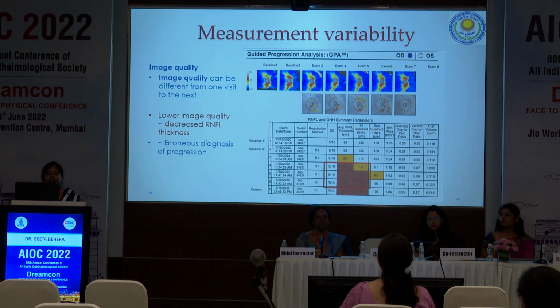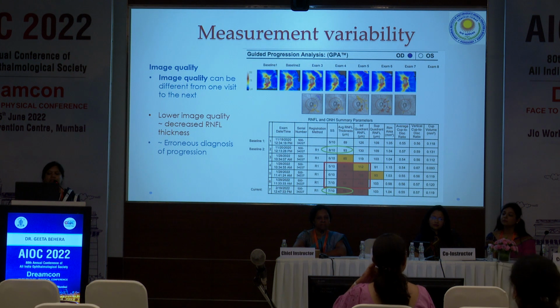Just to illustrate a case in point, these are all the image quality of a particular patient done on the same day. And with the variation in the quality score, there's a very large variation in the average RNFL thickness. The baseline was about 93 microns, and the progression drop, that is the actual drop, is about 88 microns. But if we had not repeated it based on the quality score, we would have been stuck at 79 microns. We would have overestimated the progression greatly if we had not looked at the quality score of the patient.